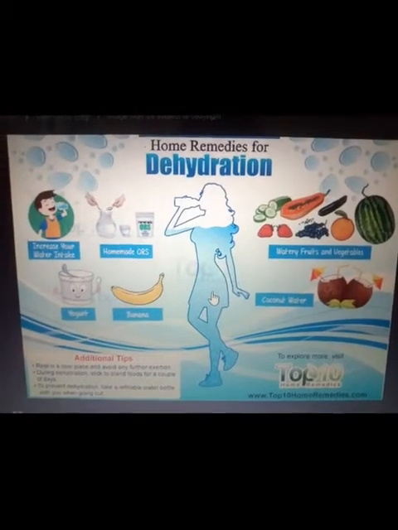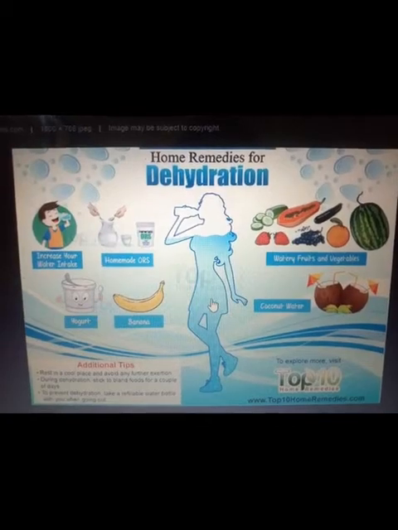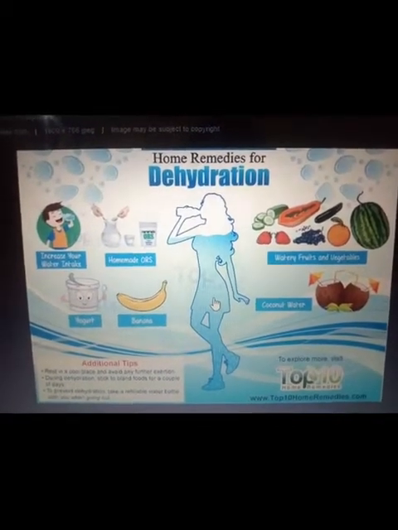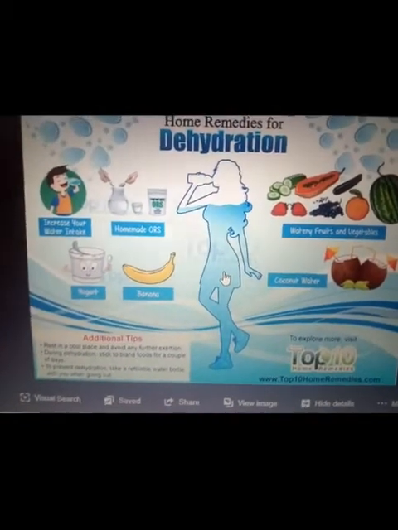What should we do in case of dehydration? We should rest in a cool place. Plus we should have plenty of water and other liquids like fruit juice.